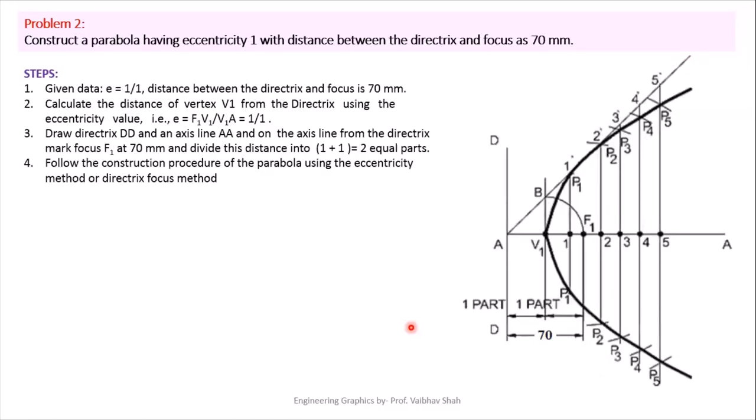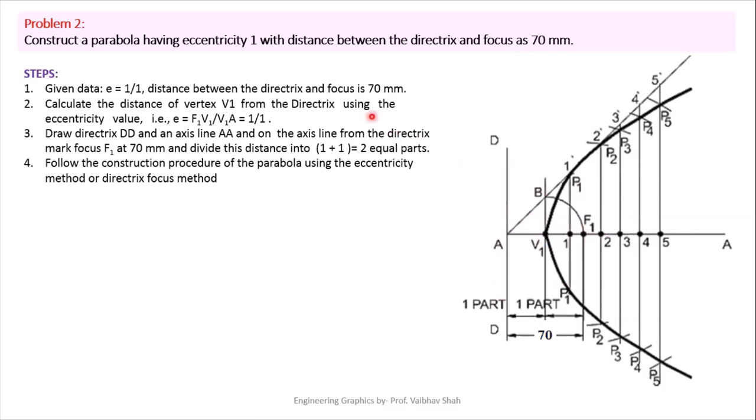Problem 2. Construct a parabola having eccentricity 1 with distance between directrix and focus as 70 mm. Here it is already said, and it is obvious that if you are drawing a parabola, your eccentricity must be 1, with the distance between directrix and focus as 70 mm. So here the distance between your vertical line directrix and your focal point F1 is given as 70 mm.